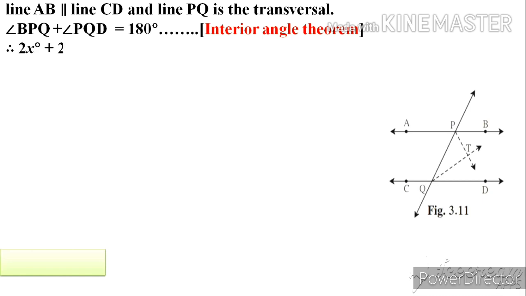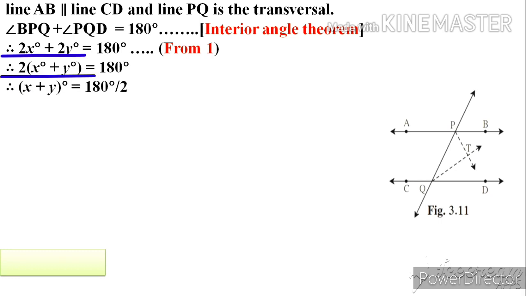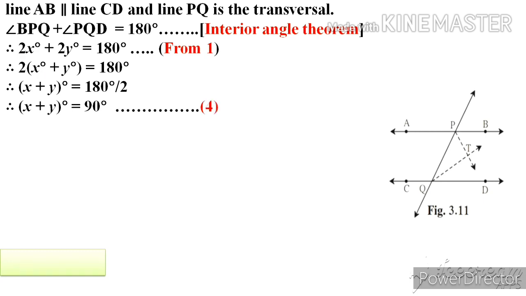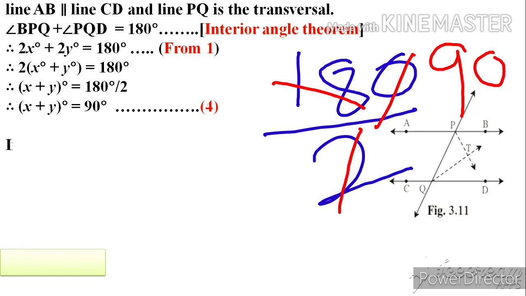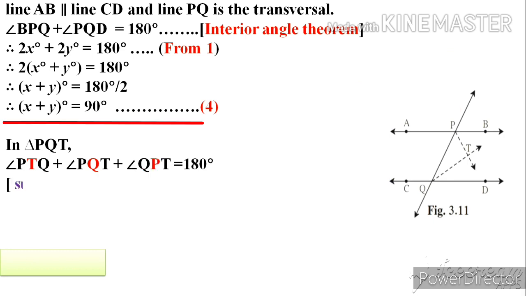Now student, here we have the value of angle BPQ is 2x degree plus angle PQD is 2y degree. Common between 2x degree plus 2y degree is 2. Now 2 will go to the right side and become divide. X plus y equal to 180 degree divided by 2. Here we get x plus y degree equal to 90 degree. Give the equation number 4.